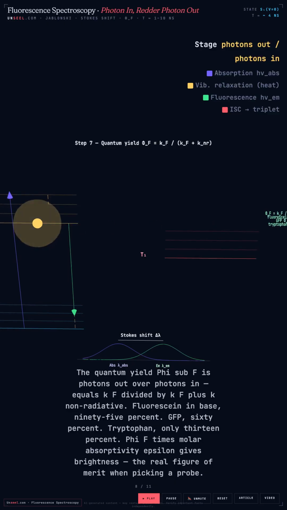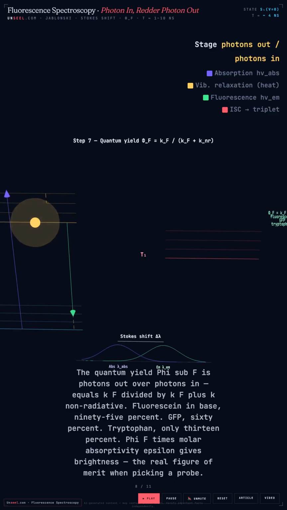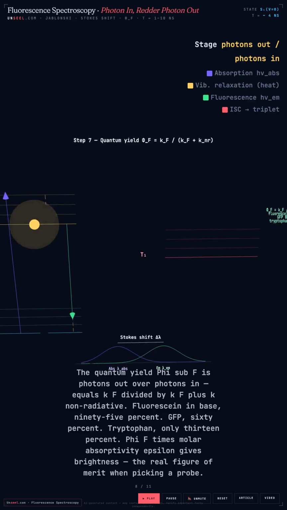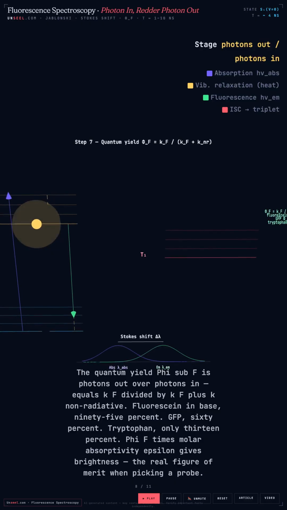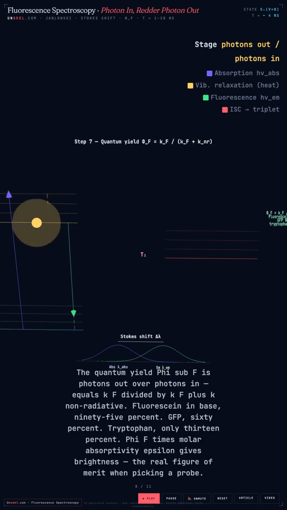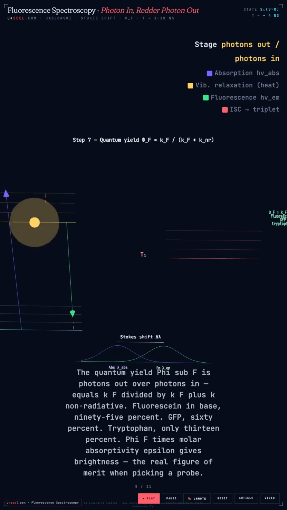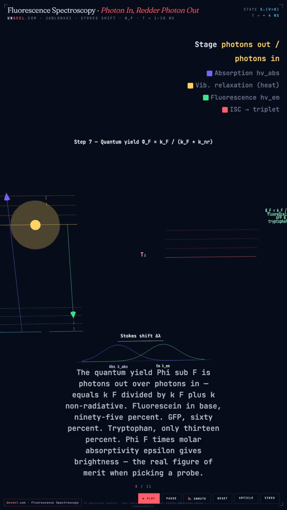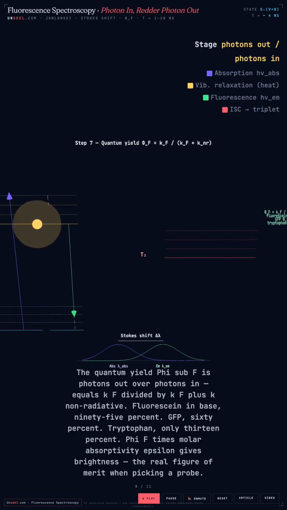The quantum yield phi sub f is photons out over photons in, equals kF divided by kF plus k nonradiative. Fluorescein in base, 95%. GFP, 60%. Tryptophan, only 13%. Phi f times molar absorptivity epsilon gives brightness, the real figure of merit when picking a probe.